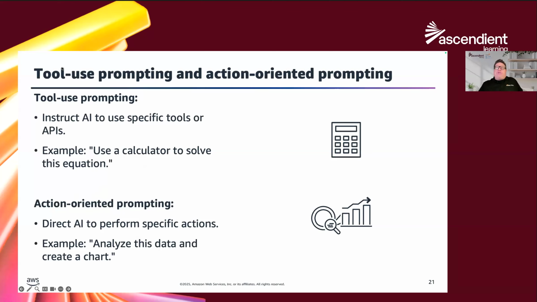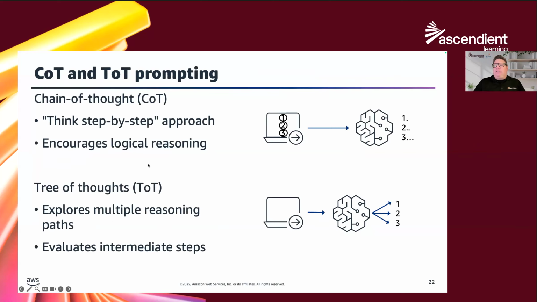We sometimes talk about tool use prompting, where we tell it to use specific tools, like here, use a calculator to solve this equation. And so you can tell it what to use, or here, analyze this data and create a chart, or maybe even a specific type of chart. So that's action-oriented prompting. We talked about chain of thought, where we tell it to think step by step. Tree of thought is where we explore multiple reasoning paths and it evaluates intermediate steps along the way.